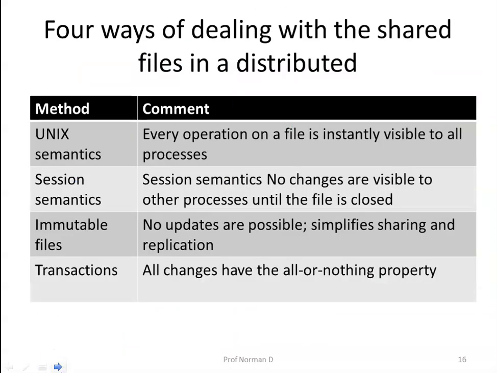So there are 4 ways of dealing with shared files in distributed systems. We have already discussed Unix semantics in the previous slide. The next one is session semantics. In session semantics, no changes are visible to other processes until the file is closed. Or we make use of immutable files, where no updates are possible. This simplifies sharing and replication. Or we make use of atomic transactions, that is, all changes have the all-or-nothing property.